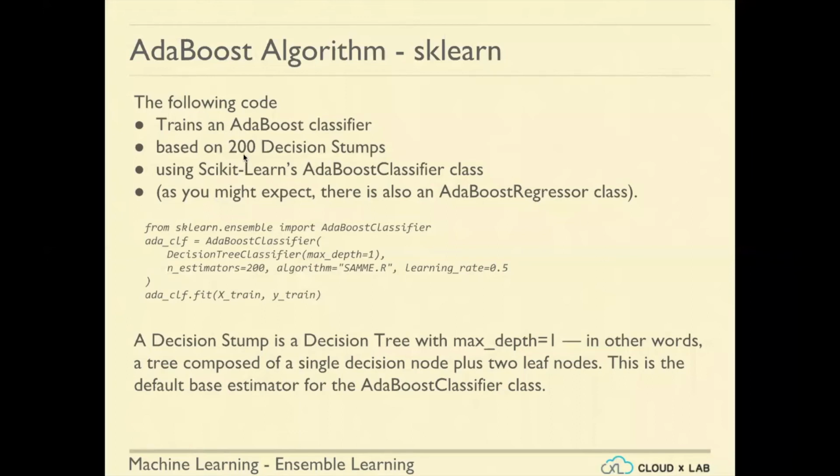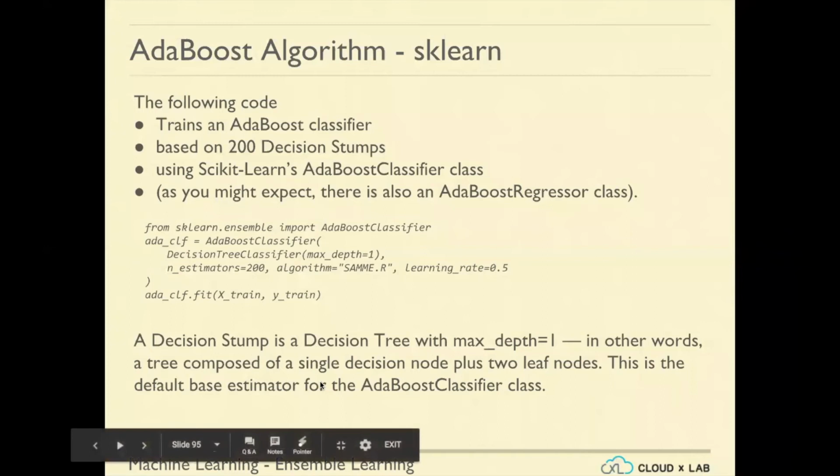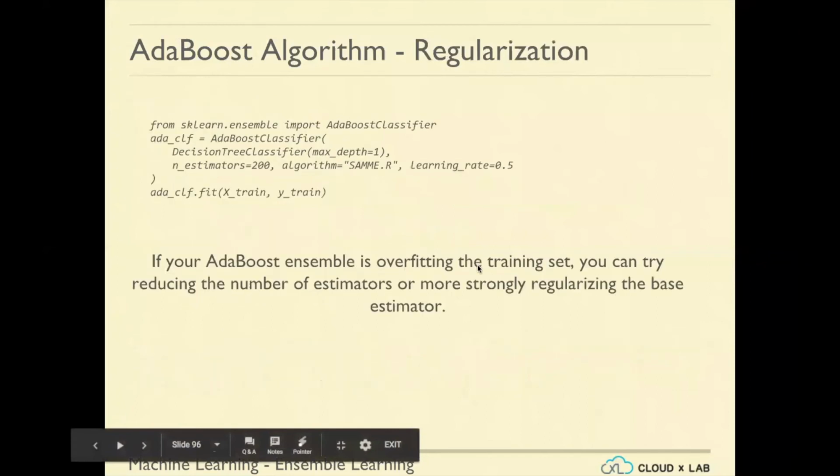So here the AdaBoost classifier is training a decision tree classifier with max depth 1. The stump means max depth 1, so basically it has only one level of a tree. So it's going to be a really weak learner. The number of estimators we are saying 200, the algorithm is this one, and the learning rate is 0.5. So here we are doing the fitting. Decision stumps are basically a single decision node plus 2 leaf nodes. This is how we have done the training.